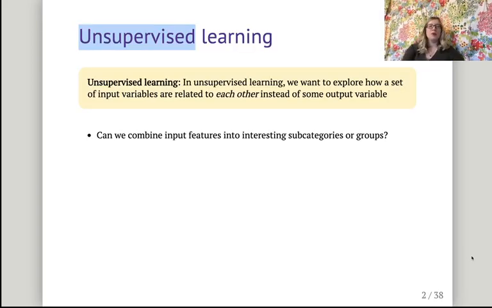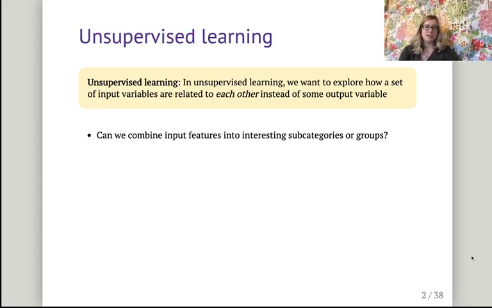So principal components is an example of unsupervised learning. Unsupervised learning just means that we don't have a right answer about our data. So we'd like to know or explore how these input variables are specifically related to each other rather than using them to make predictions on some output variable.